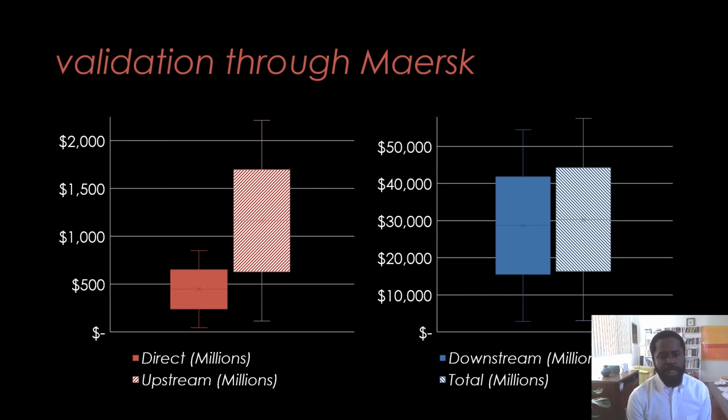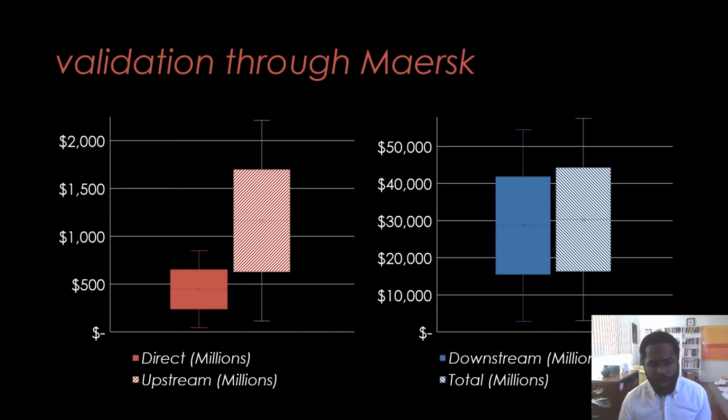So we can look at what our analysis says for Maersk, which is estimating direct impacts here in this red graph, in a range centered around $400 million, going down to I think 250 at the bottom. And that's right in line with what Maersk has reported. Maersk reported around 300, maybe potentially over $300 million in direct impacts. So I think they're right in our target estimation.